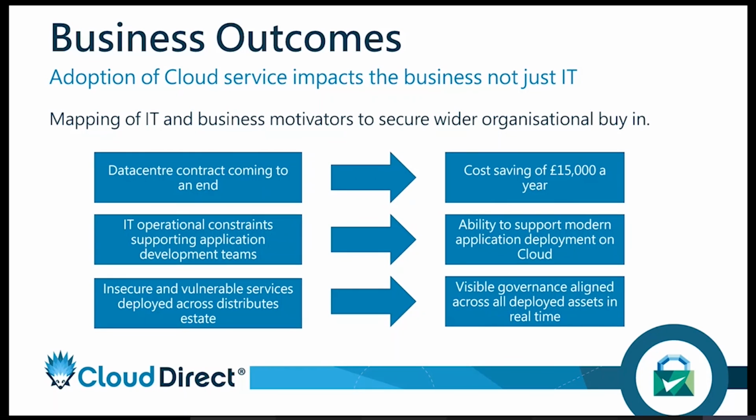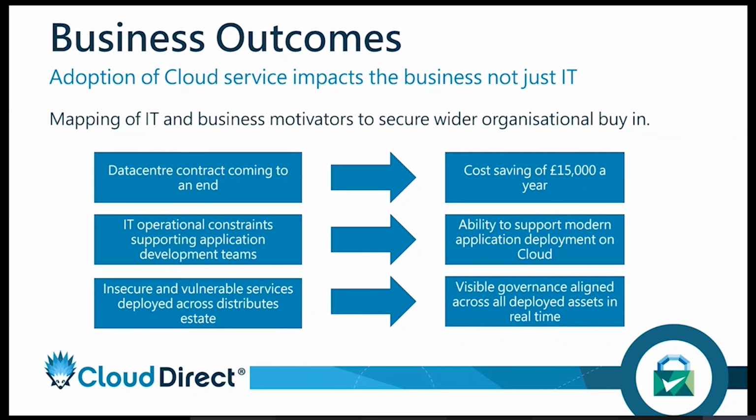For an IT department, that's fair enough. We need to do something about that. But for the rest of the business, that doesn't really mean a lot. It's a cost saving of £15,000 a year, for example. IT operational constraints mean that supporting app development is difficult. Actually, that means for the rest of the business, we've got the ability to support modern application deployments.